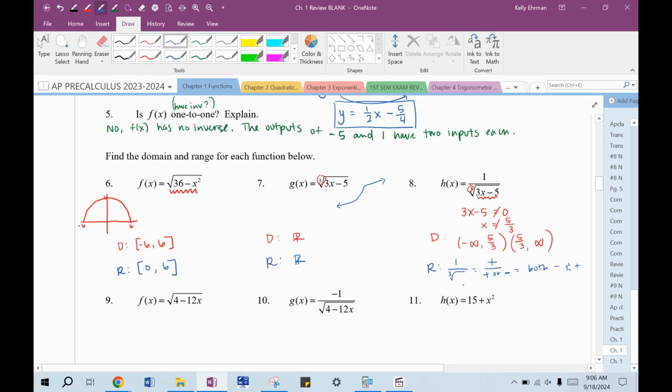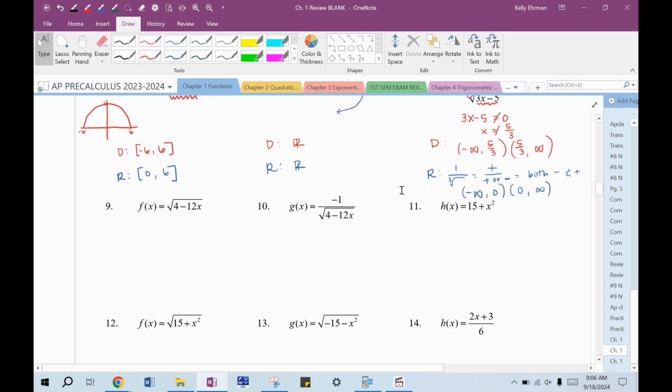How do we say that in interval notation? Here are the negatives, -infinity up to 0, and 0 to infinity. And why am I excluding 0? Because remember, there's no x on the top. So there's no way that this fraction will ever be exactly 0. A fraction is 0 if you can get 0 on top.